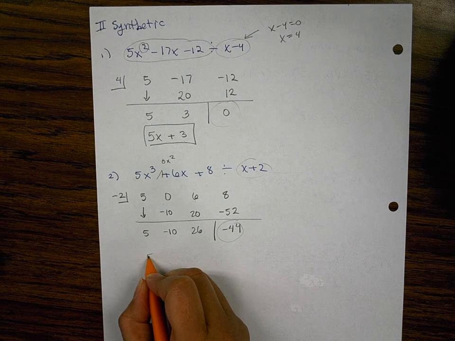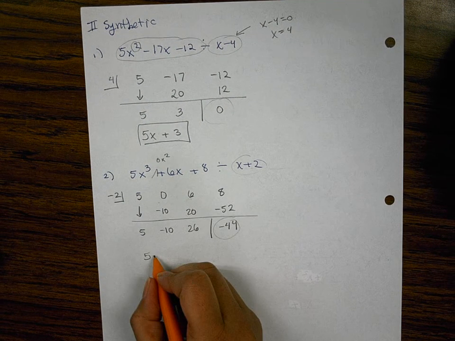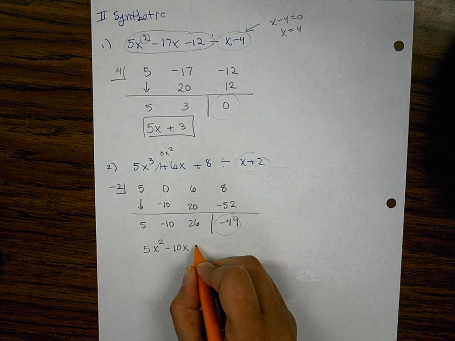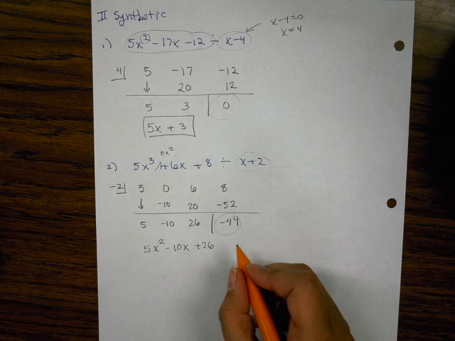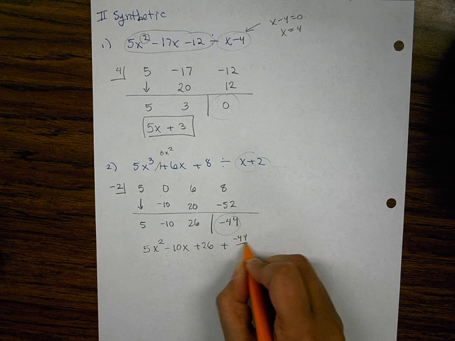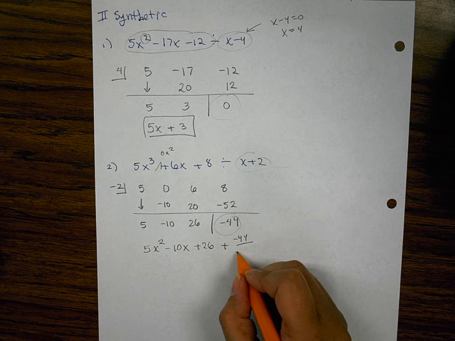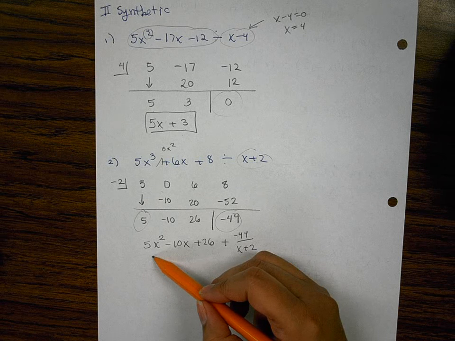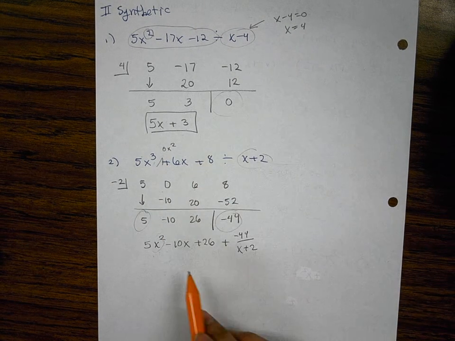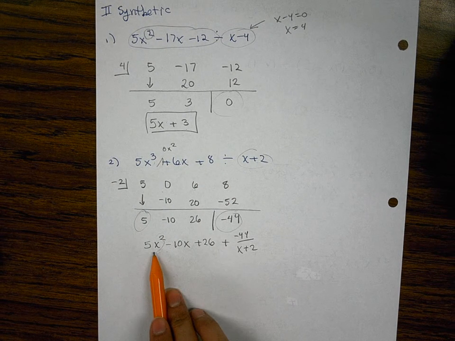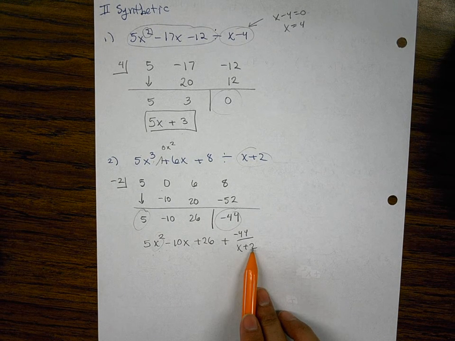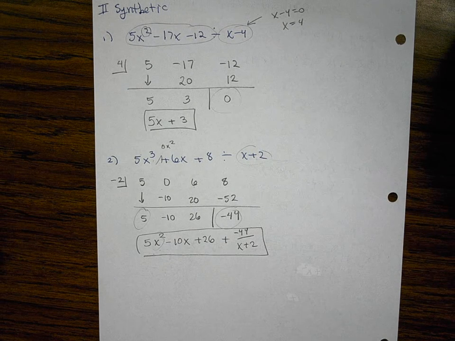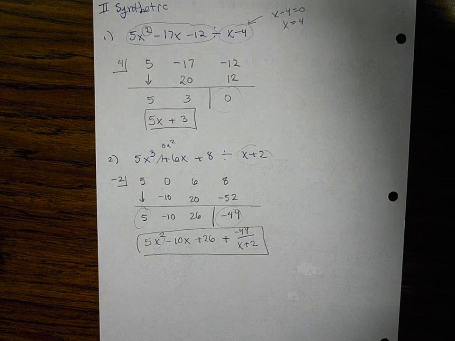So what I do is I write it as 5. That's x cubed, so 1 less will be x squared, and I just decrease from there. Minus 10x to the first plus 26 with no power plus negative 44 over the x plus 2. All right, so that was 5 drop down, x squared because that was x cubed, and then from here I just decrease x squared, x to the first, no x, and then my remainder. And that's it for this lesson.